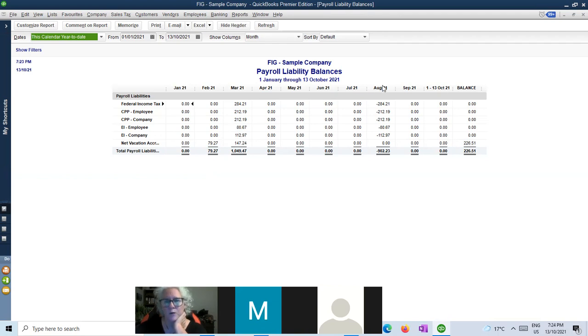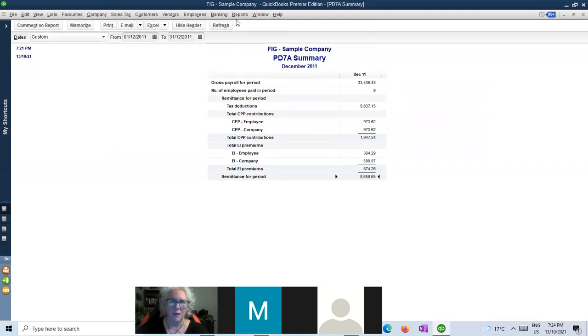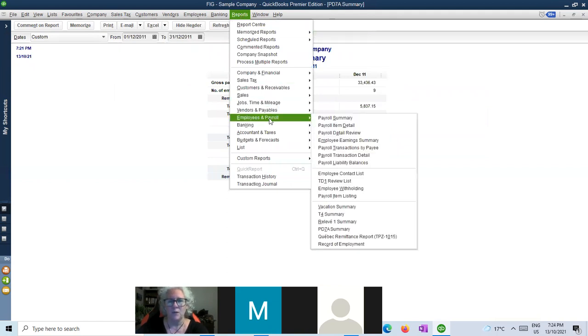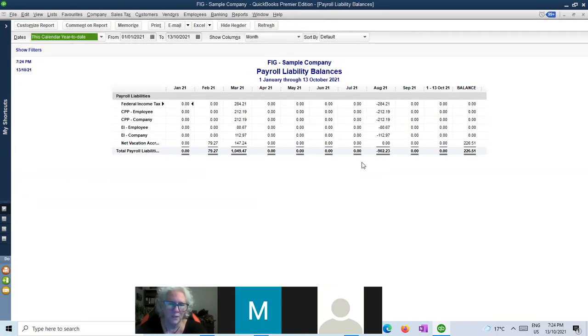And so when I go to payroll liabilities, I have to pick up this adjustment in my next remittance. You want to watch this payroll liability balance to make sure that you have paid what you expected to pay and what the PD7A said. So that is employees, payroll. Keep an eye on your payroll liability balances right there.